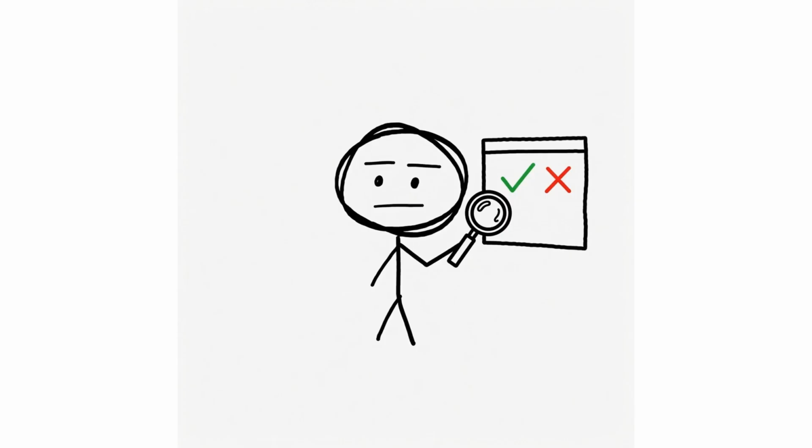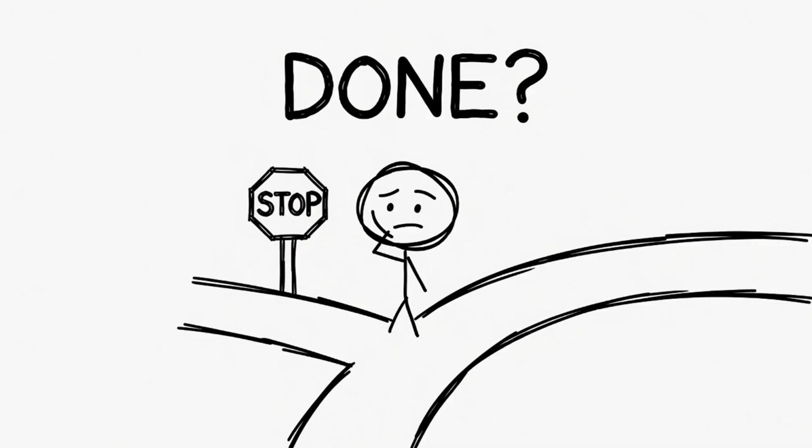Step 3. Check the result. Did the test pass? Did the command error out? Did the file actually change? The model looks at what happened, and this is the step that makes it agentic instead of just a very fast intern. Step 4. Decide. This is the whole ballgame. The model asks itself, am I done, or do I go again?